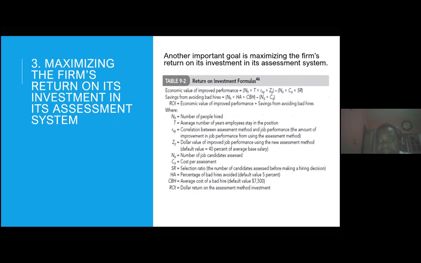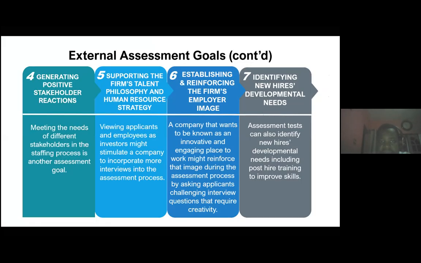So we are looking at the formula for return on investment. Here are some predictors. We have NH, number of people hired. We also have T, average number of years employees stay in the position, and rxy, the correlation between assessment method and job performance. I'm not going to go through all of them.